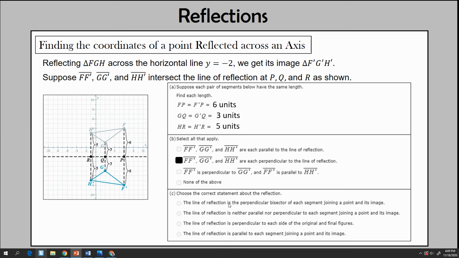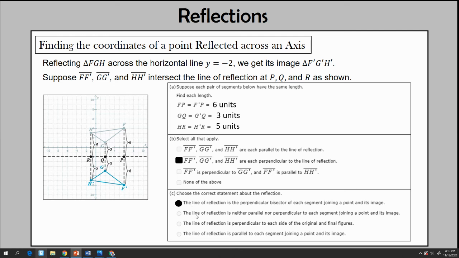Okay, down to part C, choose all the statements that are correct here. The first statement: the line of reflection, which is this line y equals -2, is the perpendicular bisector of each segment joining a point to its image. So is this line y equals -2 the perpendicular bisector of this segment? Yeah, it cuts it in half, right? Because we count to it and away from it the same distance. So point P represents the midpoint of F to F prime. Q represents the midpoint of G to G prime. R represents the midpoint of H to H prime. That's true. All right. Now, because these are circles here, it's not choose all that apply. This is usually choose the one that's right. So that should be the only one that's correct.